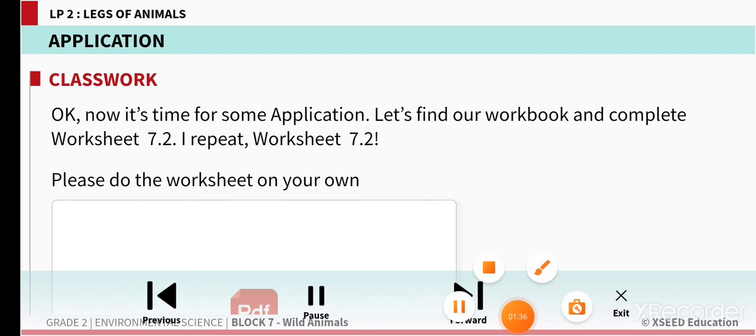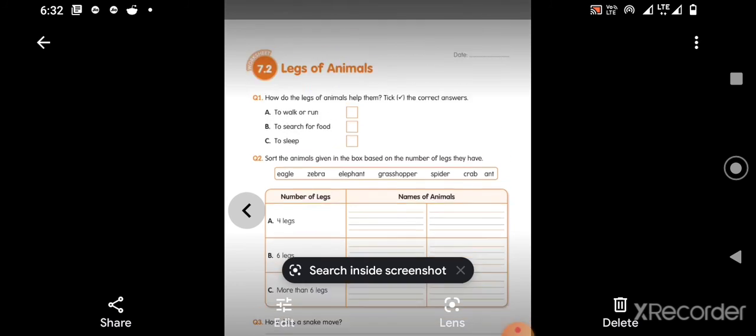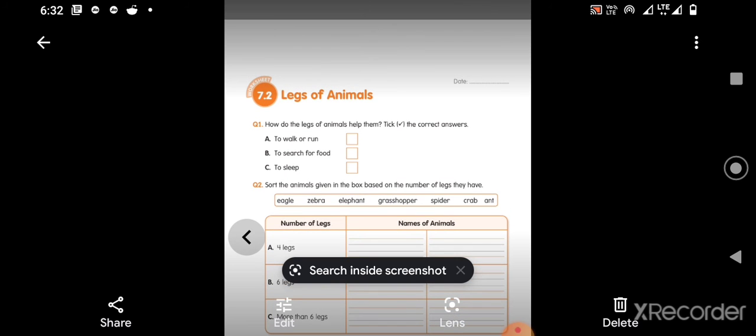Let us check, children. Now you take and open your workbook. Already we read what is given in the content book. See here, write the date. How do the legs of animals help them? So now let us see. Try to answer. Tick the correct answer.